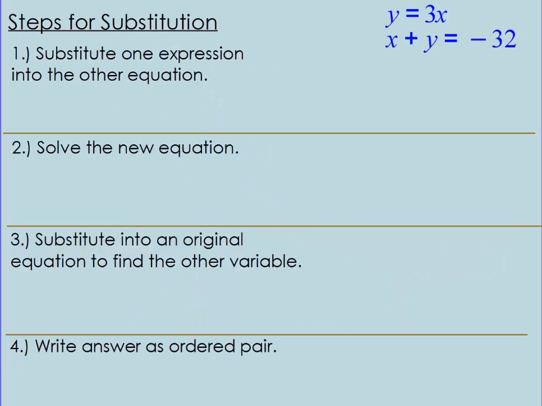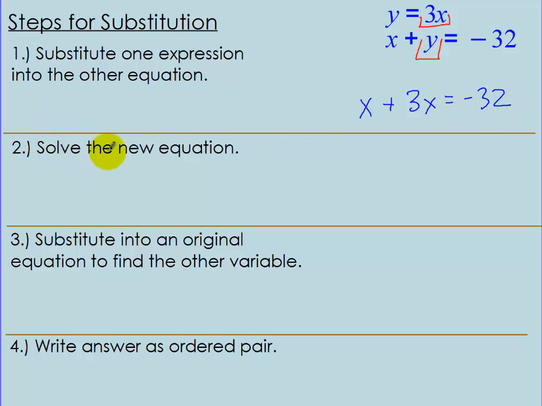So here are the steps for substitution. There are 4 steps you can follow if you don't know. Step 1, substitute one expression into the other equation. In this example, as I did on the last slide, I substituted that 3x, because y is isolated, in for the y on the bottom. Then when I substitute, I get a new equation, x plus 3x equals negative 32.